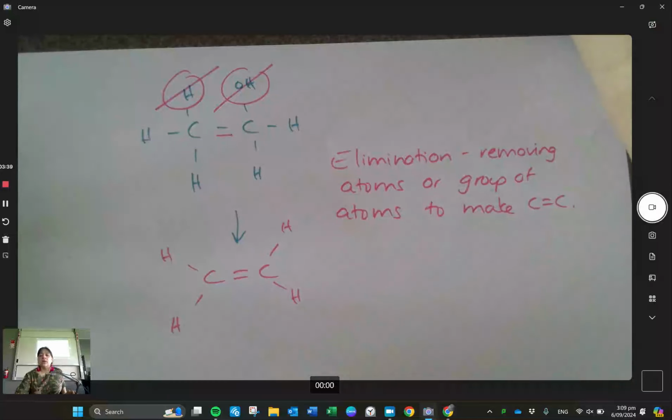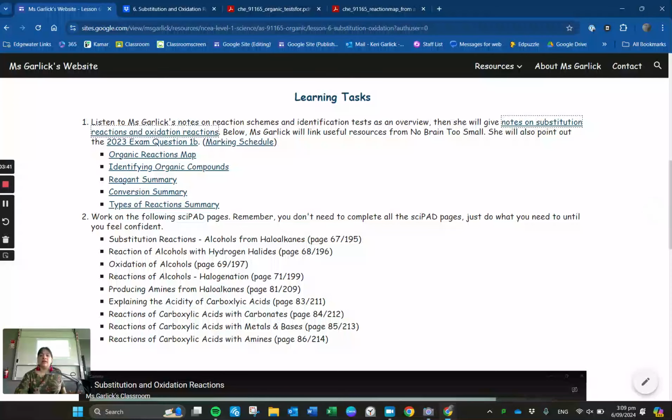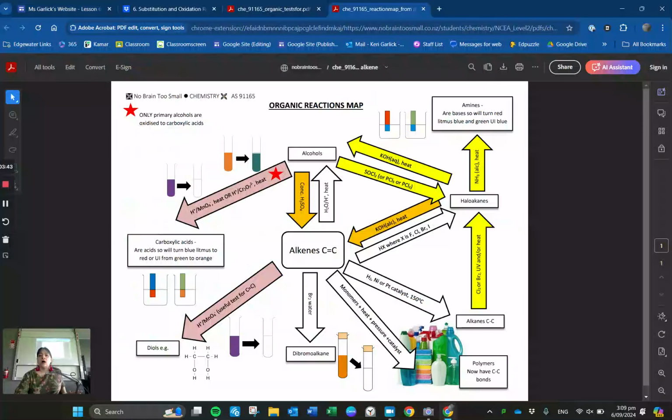All right, so when we're looking at our flow chart, the elimination reactions are this one here, alcohols to alkenes. In order for that reaction to occur, you need concentrated sulfuric acid because that's going to be ripping things off the molecule. So we have to start memorizing these reactions. That one there is an elimination reaction. The other elimination reaction is you can do a haloalkane to an alkene.